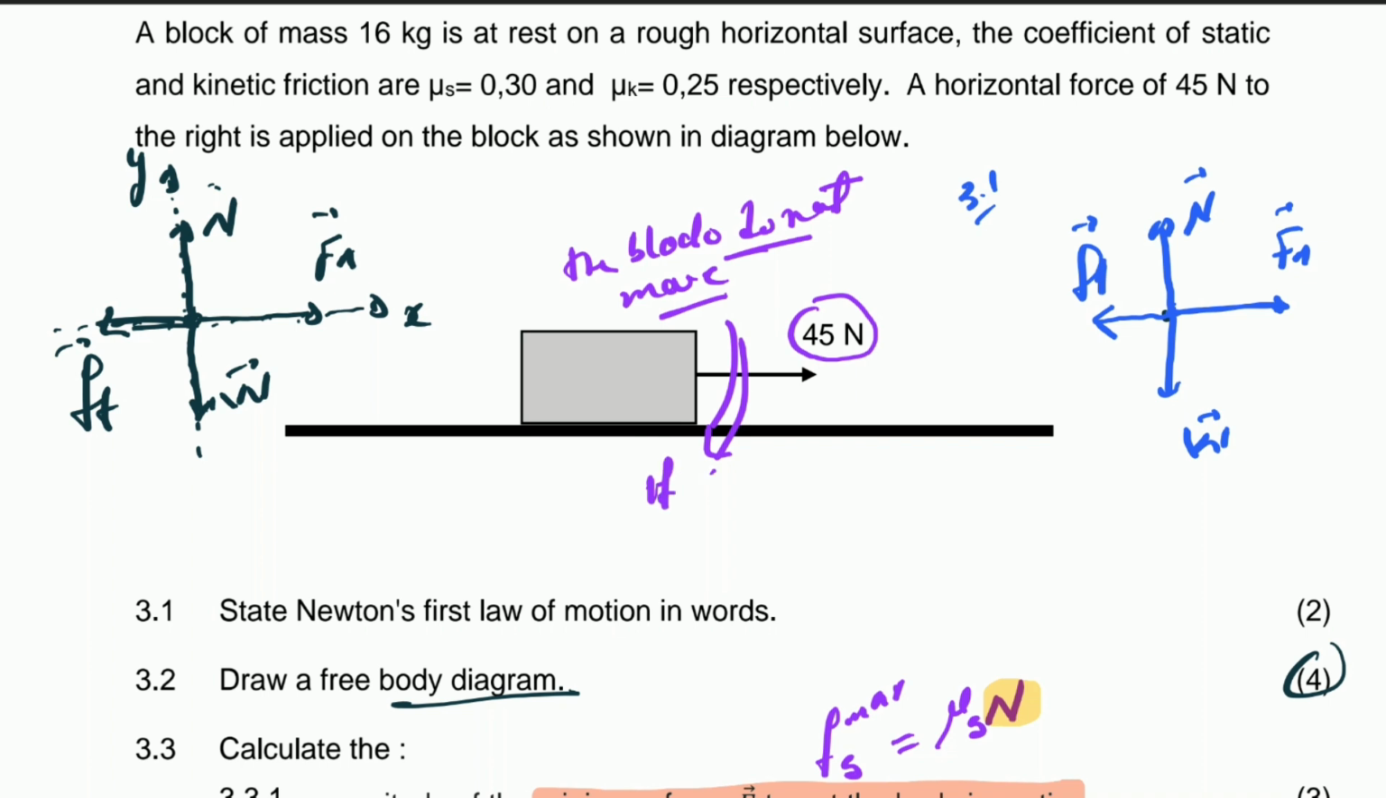If so, then the frictional force, which is a static frictional force, since the object is not going to be moving, is going to be equal to the applied force, which is in this case 45 Newton. I hope this one is clear. Nothing to say. It's quite simple. The object is not moving.